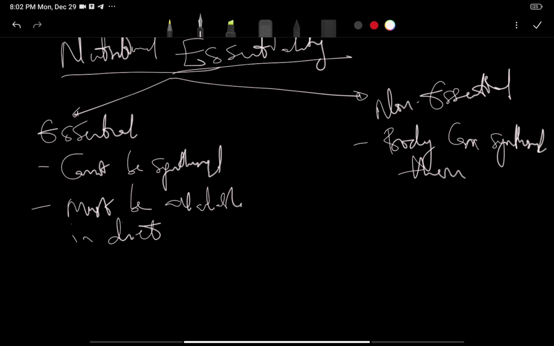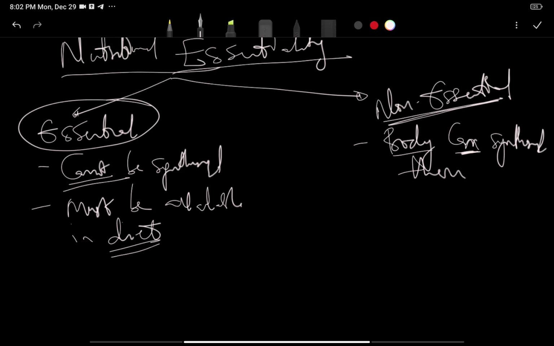Essential amino acids are those amino acids that the body cannot synthesize, hence it is essential that you put them in the diet. That's where the name is coming from, nutritional essentiality. Is it essential for me to put it in the diet? If yes, then that one is an essential amino acid. While for the non-essential ones, the body can synthesize it, so it is not essential to put it in the diet. You understand that? That is the difference between them.